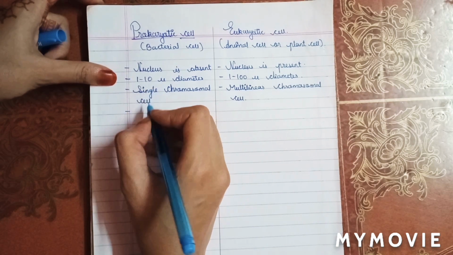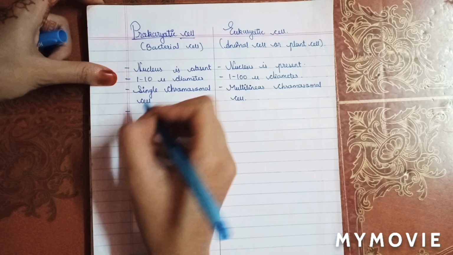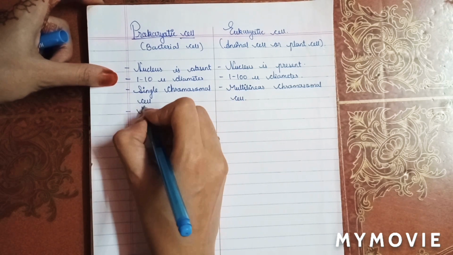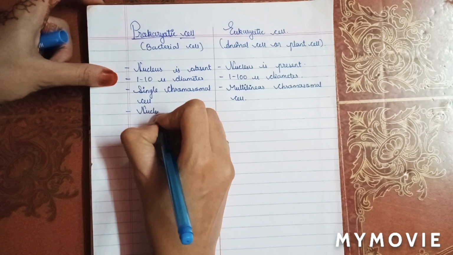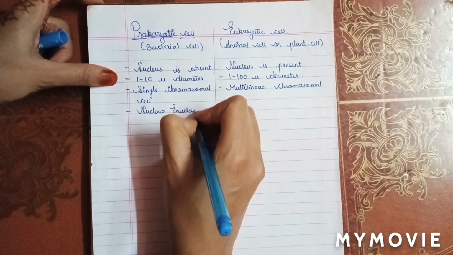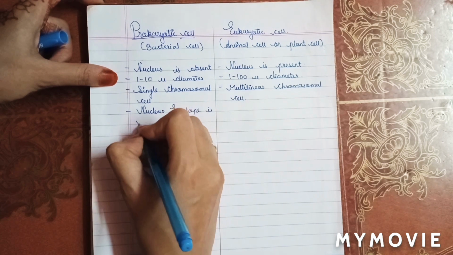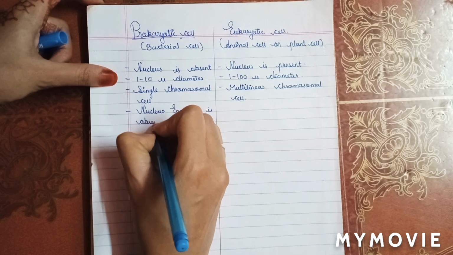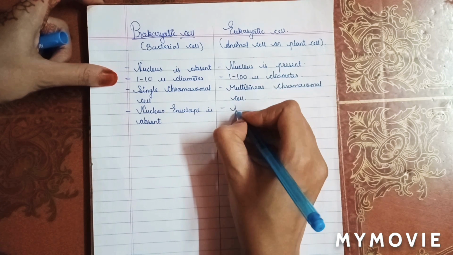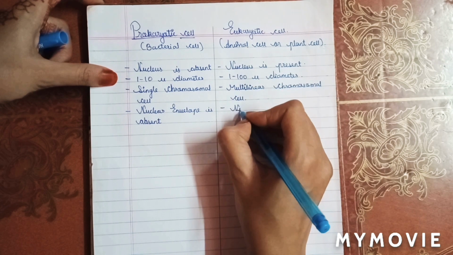In case of prokaryotic cell, nucleus is absent, means the nuclear envelope is also absent. And in case of eukaryote, nucleus is present, means the nuclear envelope is also present.